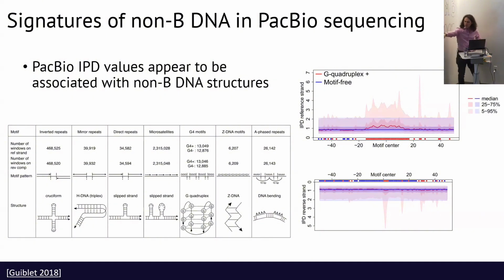On the reverse strand, an interesting thing is it takes less time, which makes sense because that strand's already unwound. If that strand is already single-stranded DNA, then the machinery has to do less work.